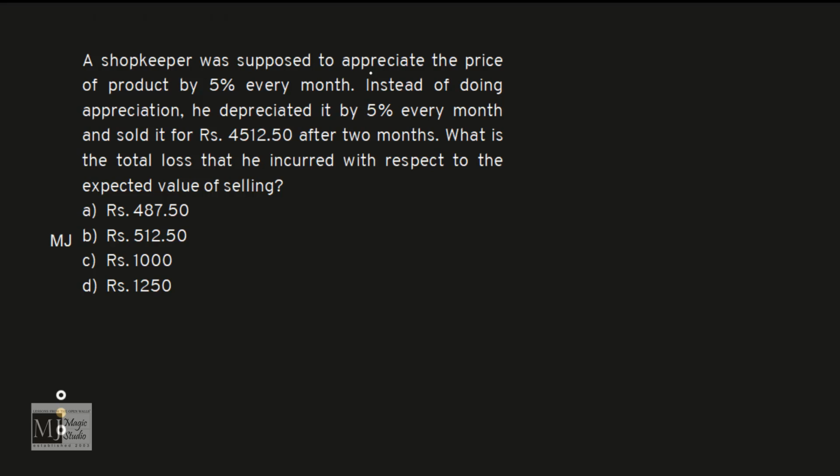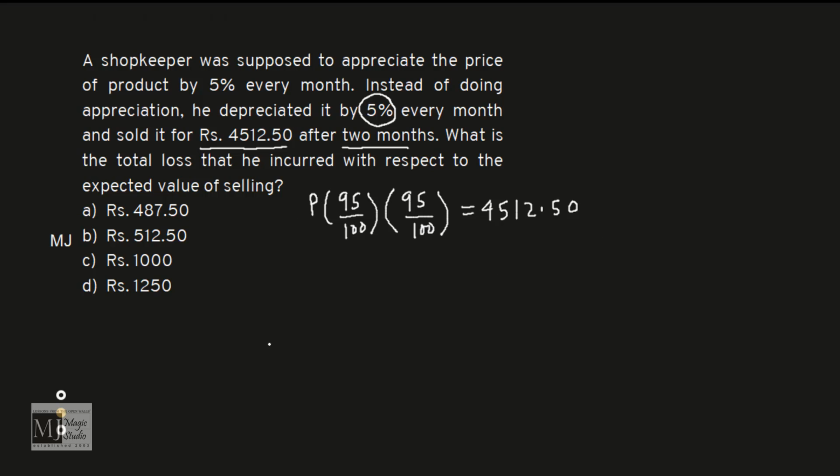A shopkeeper was supposed to appreciate the price of a product by 5% every month. Instead of doing appreciation, he depreciated it by 5% every month and sold it for rupees 4512.50 after 2 months. We know the drill for this, isn't it? Suppose the initial price was P, but he uses a 5% decrement or depreciation every month. So his recovery in the first month is 95%. Again, his recovery in the second month is 95%. And this gives us 4512.50.